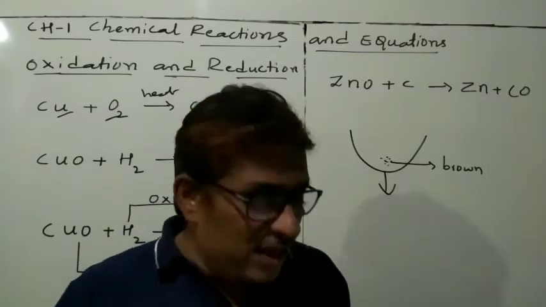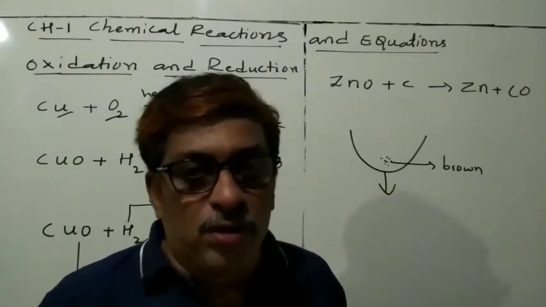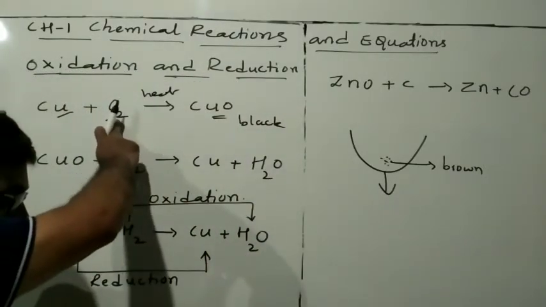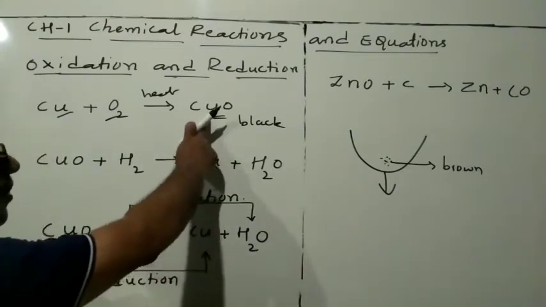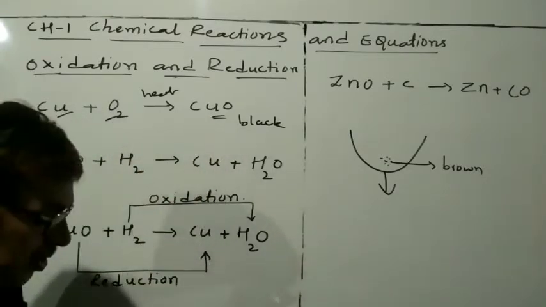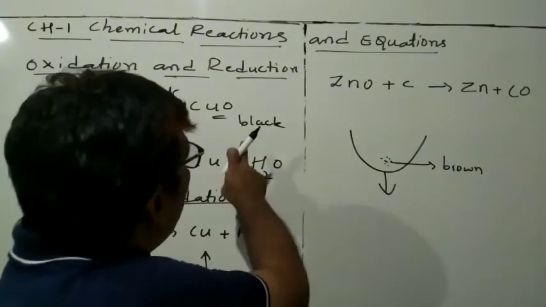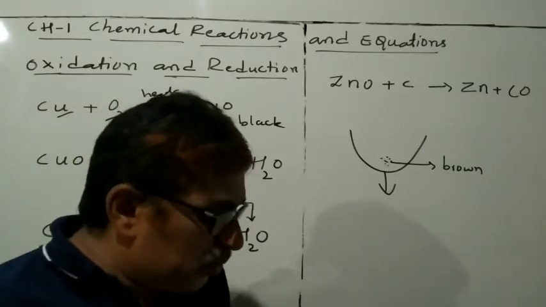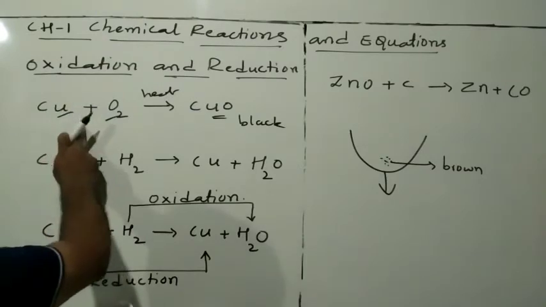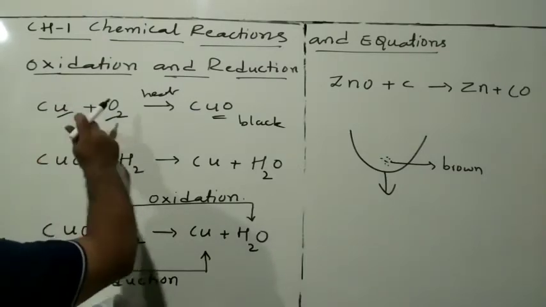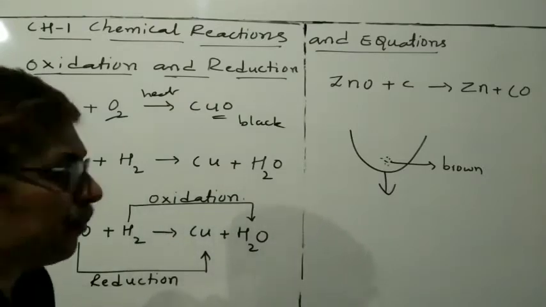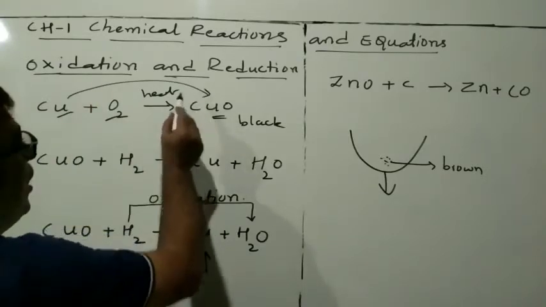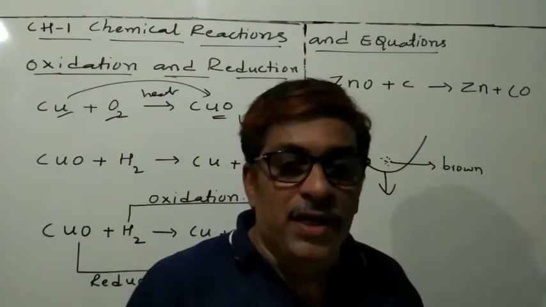So the question is asked here, why has this black substance formed? This is because oxygen is added to the copper, and copper oxide is formed. That is why it becomes black in color. So you have seen the addition of oxygen to copper. This is why an oxidation reaction takes place. That is why the oxidation reaction has taken place.